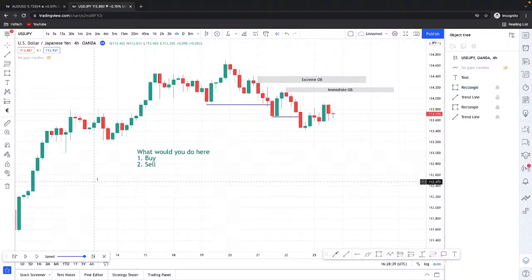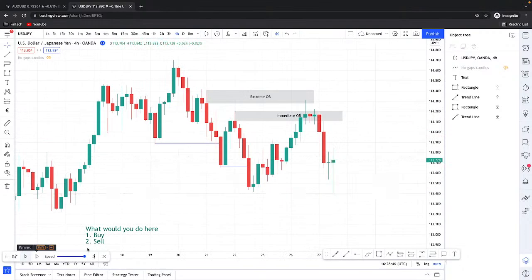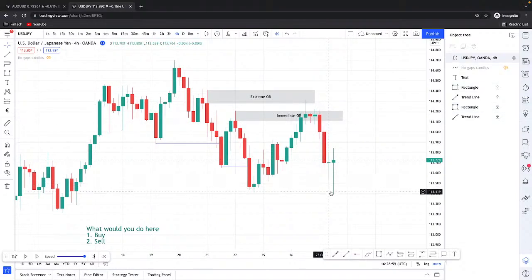Okay, now if you see where it reacted from, it reacted from our extreme order block. So you can confirm here on the lower time frame, on 1 minute, 2 minutes, 3 minutes, and get more confirmation, and the target is the next 4 hour low, which is here, we hit. Okay, so those who answered sell, they are correct. Congratulations.